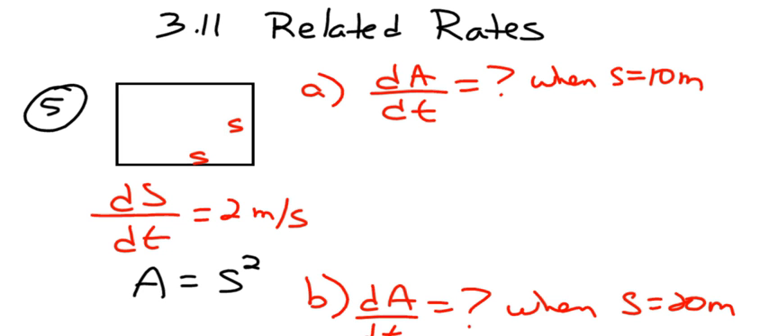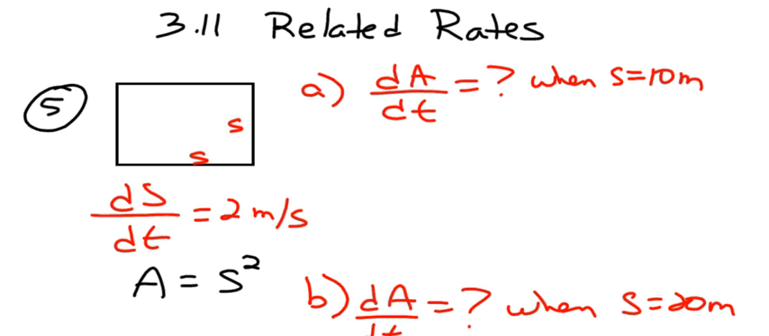Section 3.11, related rates. Walking through example 5, expanding square. The sides of a square increase in length at a rate of 2 meters per second. So the first thing I did was I drew a picture of a square. I labeled it S for sides. And then I gave my information, the rate of change of the sides, ds/dt with respect to time, is 2 meters per second.